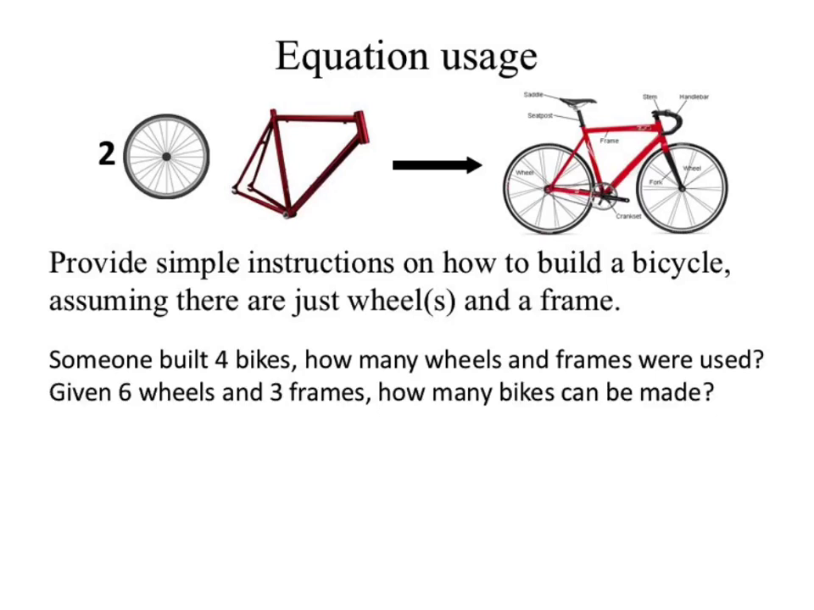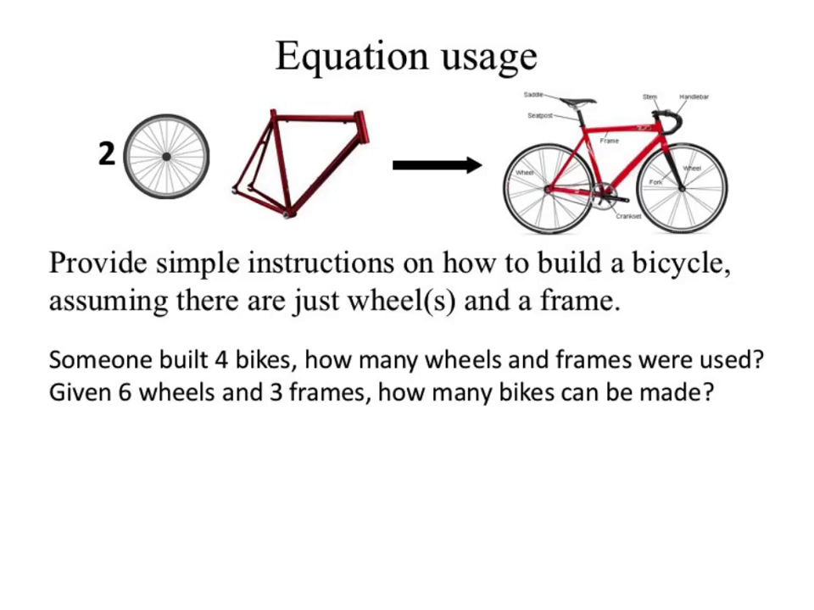6 wheels and 3 frames. How many bikes can be made? 3 bikes. Actually 3. I should stop listening to your math. We get 3.